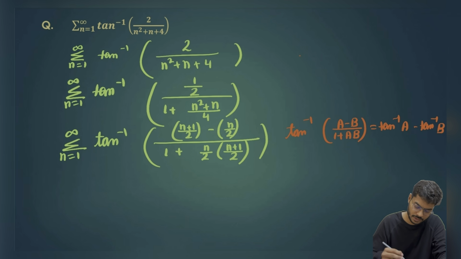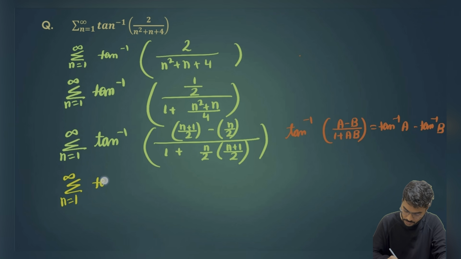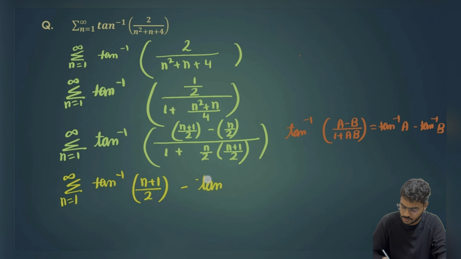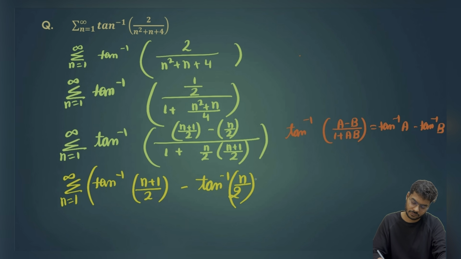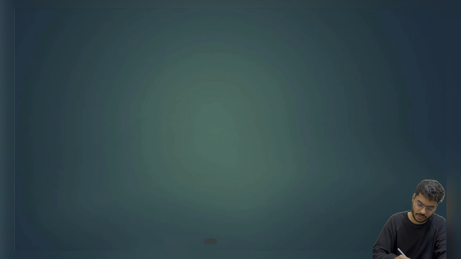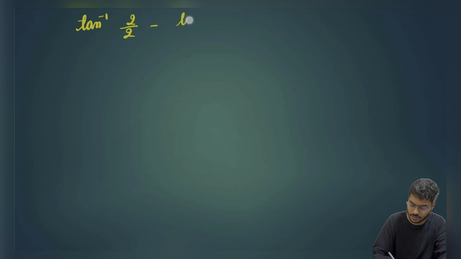So what is the answer I will get? I will get tan inverse (n plus 1) by 2 minus tan inverse n by 2. Put n equal to 1, 2, 3, 4, 5. If I put n equal to 1, I will get tan inverse 2 by 2 minus tan inverse 1 by 2.